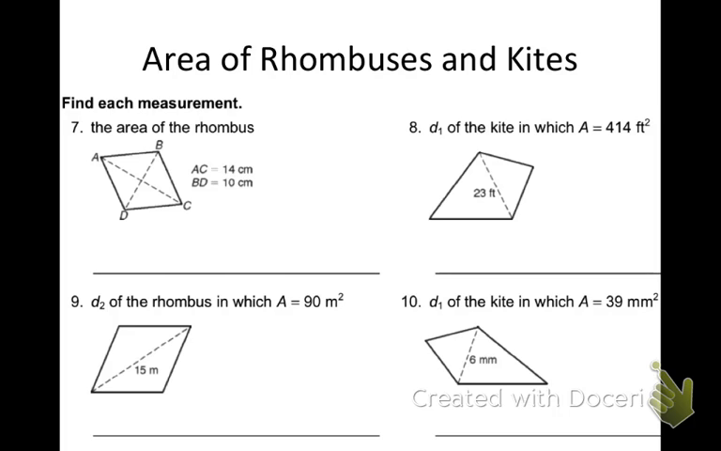Let's try number 7 here. Find each measurement. Number 7, the area of the rhombus. Well, the formula for area of a rhombus is A equals 1/2 d1 times d2. So that means I'm going to take A equals 1/2 14 times 10. Now, could I do half of 14 or half of 10? Or could I multiply them first and then take a half? Either way, at some point you just need to include the half. It doesn't matter when, at some point you do.